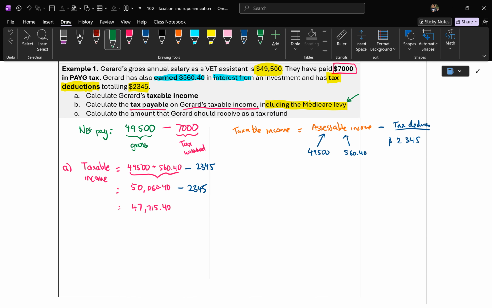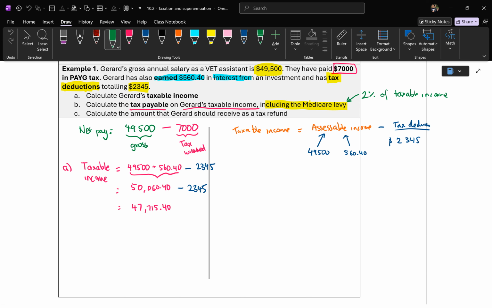This is the current amount. How much of your income do you have to pay in Medicare levy? What does it say on the page? 2%. It's 2% of your taxable income. Not on your salary, not on your investment, on your taxable income. So 2% of this amount is going to the Medicare system. That's what it is. Okay? How much is the tax payable?